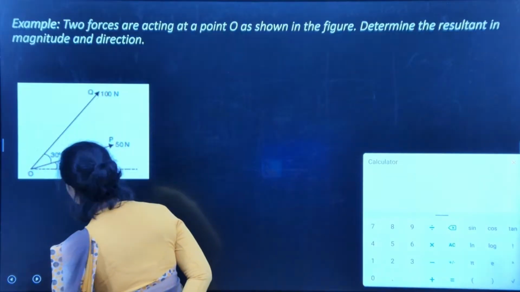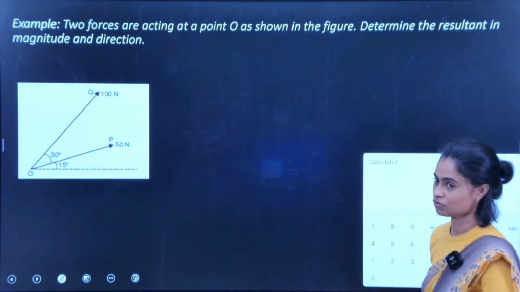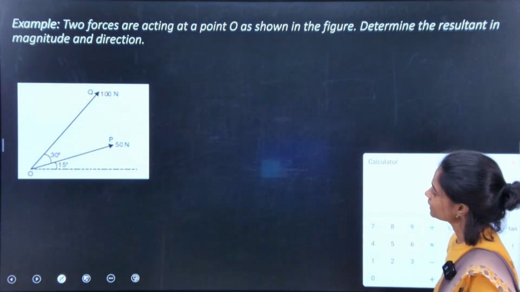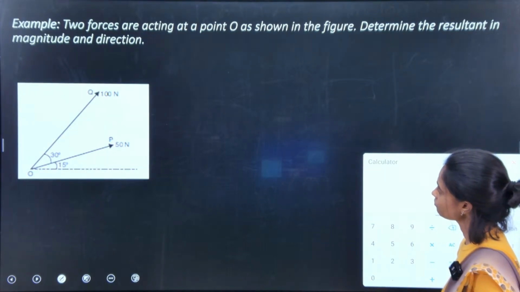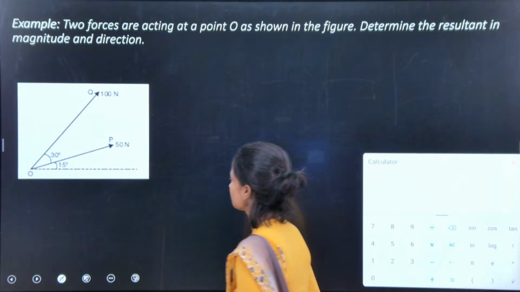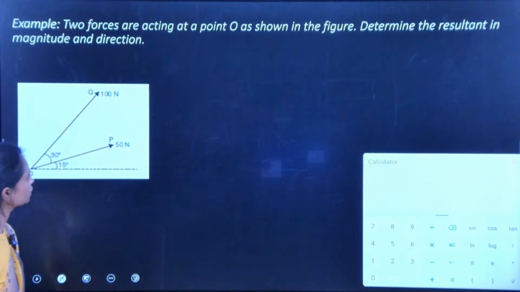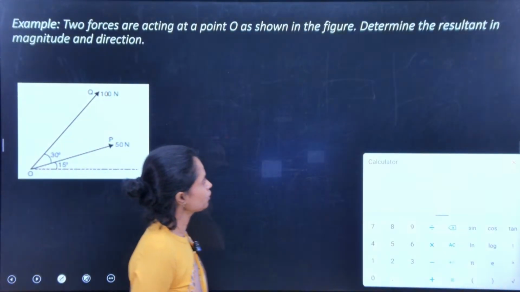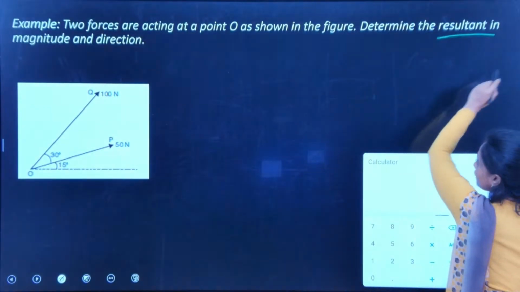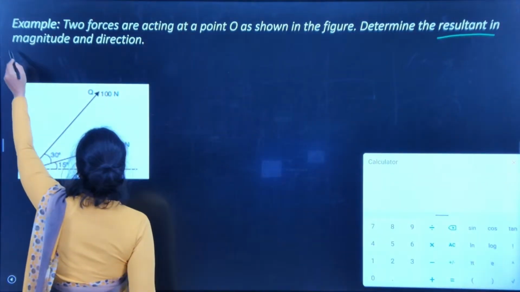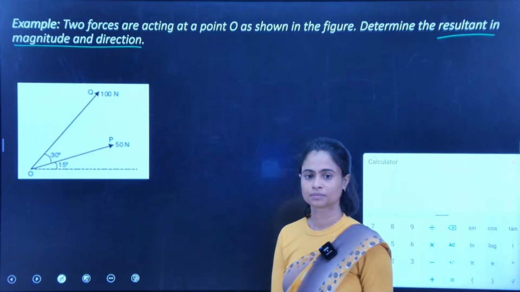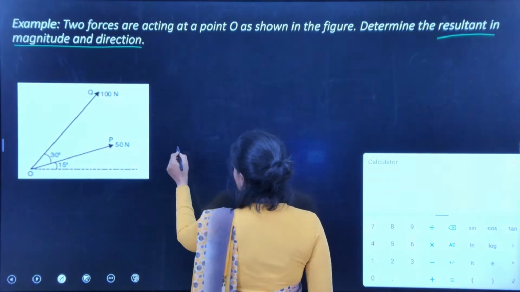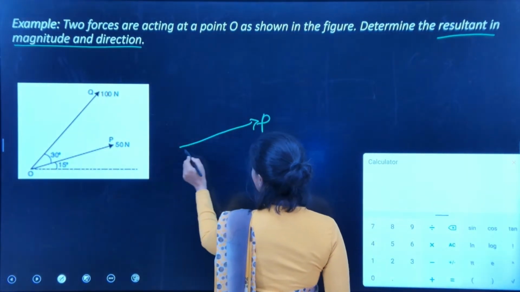Let's move ahead and pick up another problem. In this problem, we have two forces: force P having magnitude 50 Newton and force Q having magnitude 100 Newton. The angle between both forces P and Q is 30 degrees. You are required to find the resultant's magnitude and direction both. Classic case of the parallelogram law of forces.